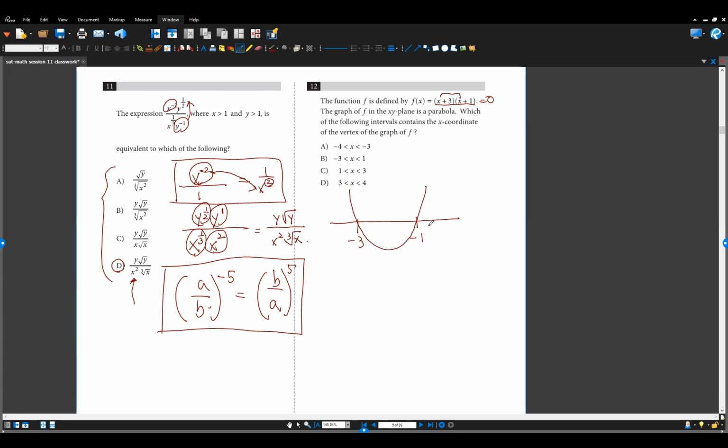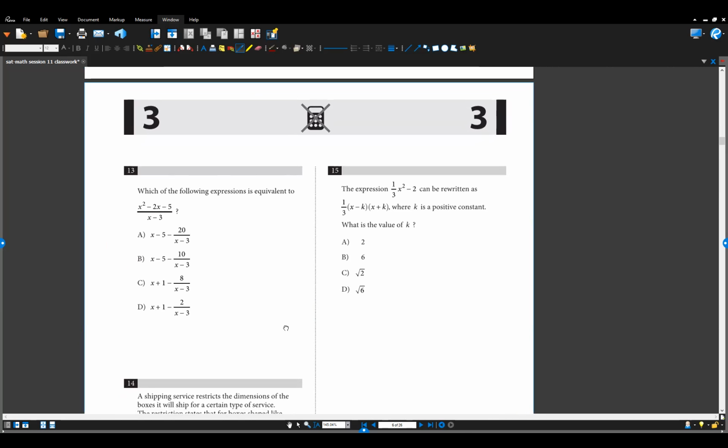Okay, which of the following intervals contain the x coordinate of the vertex? Where is this vertex? X coordinate. It's already the midpoint, we know that. -3 plus -1 divided by 2. -2, right? Okay. So where is -2? This one? No. This is okay. Right? There is -2 inside there. Okay. Choice B is the answer. Okay. All right.